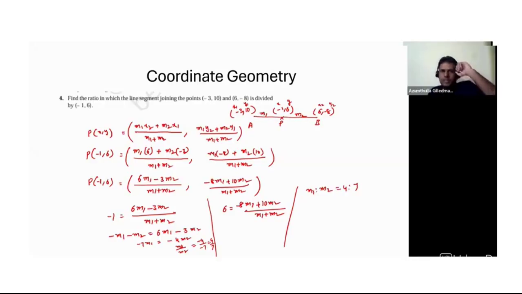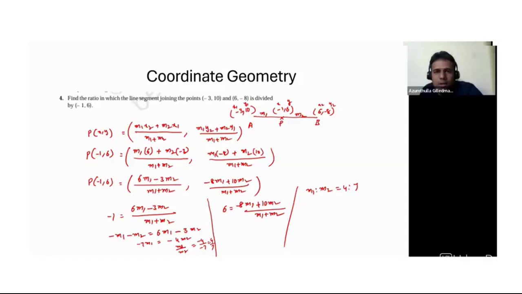Understood? So that's how we can find the ratios. Or if the ratio is given, then you can find point P by just substituting into the section formula. So what we did here, two points are given, and point P is also given, and they are asking us to find m1 and m2. So just substitute in that formula, equate any one, x coordinate or y coordinate, and simplify, and you will get the ratio.